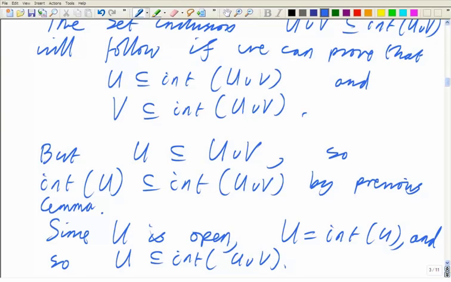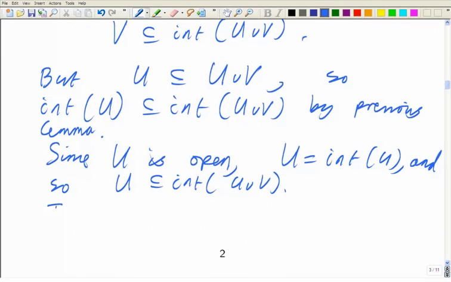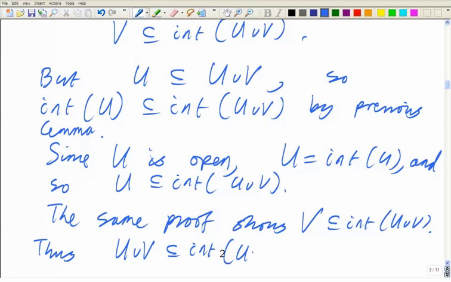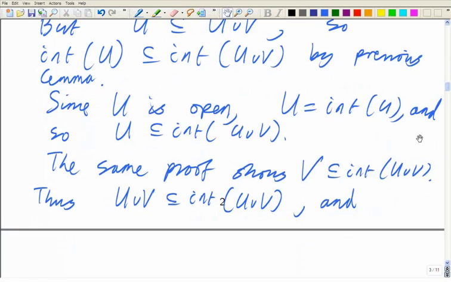And now the proof for V is exactly the same. The same proof shows V is contained in the interior of U union V. Thus, the union is contained in its interior, and it follows that U union V is open.